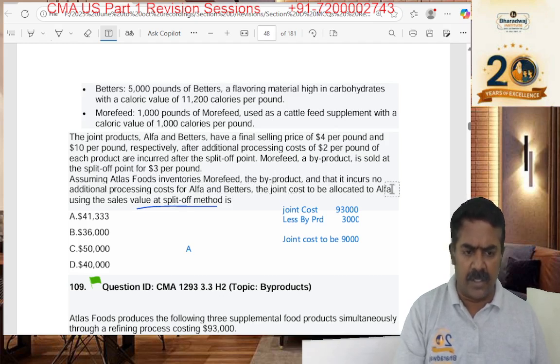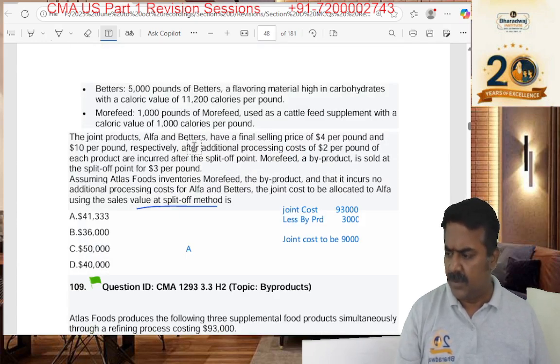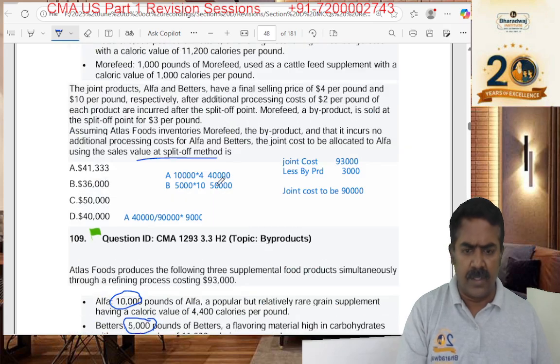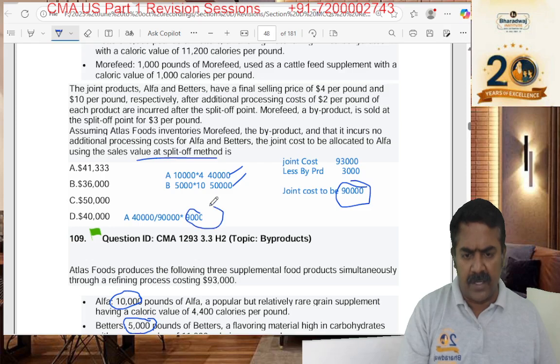Okay, joint cost allocated using the sale value at split off method. Is there a sale value given? No sale value is given. Any doubt in it? So sale value at split off is 40,000, 50,000. So out of 90,000, proportionately 90,000 is allocated.